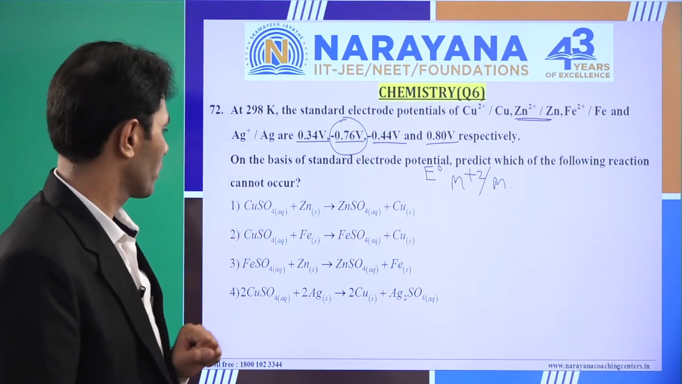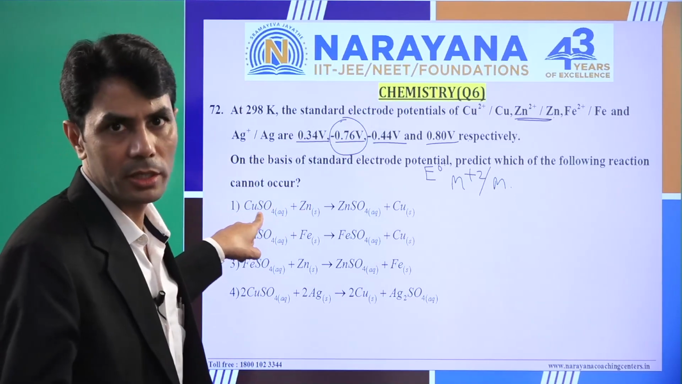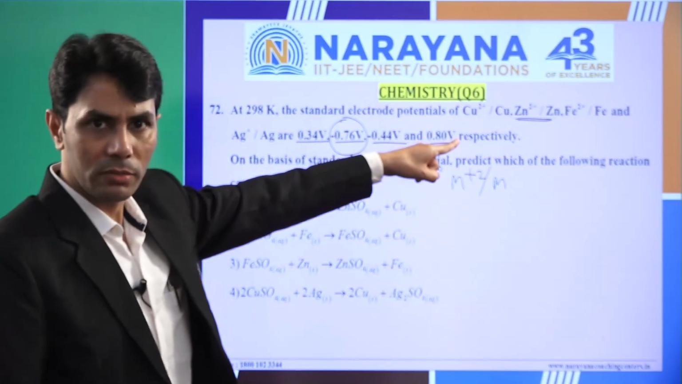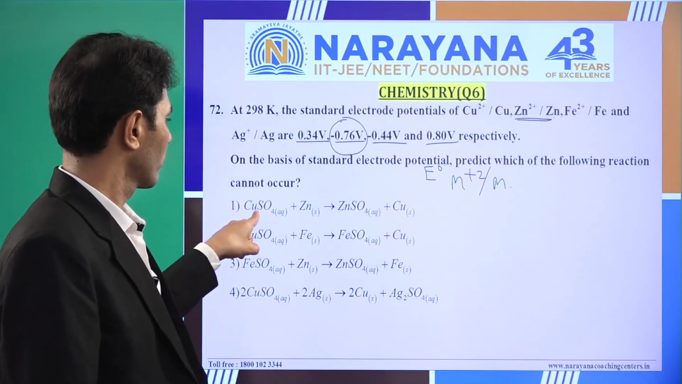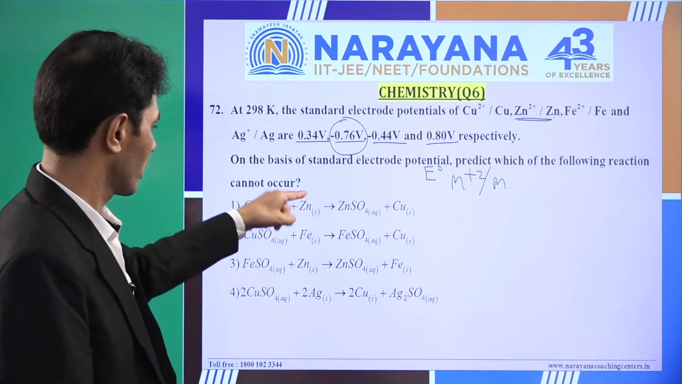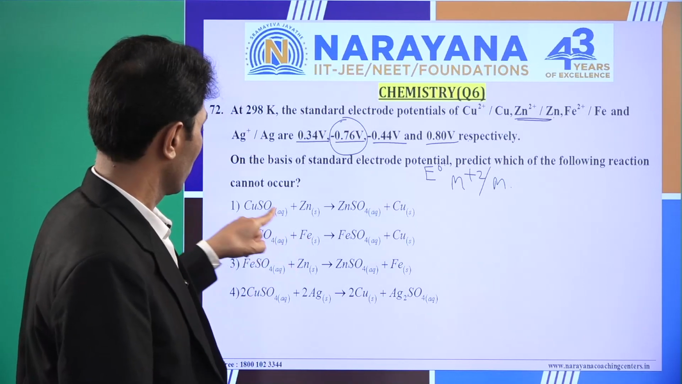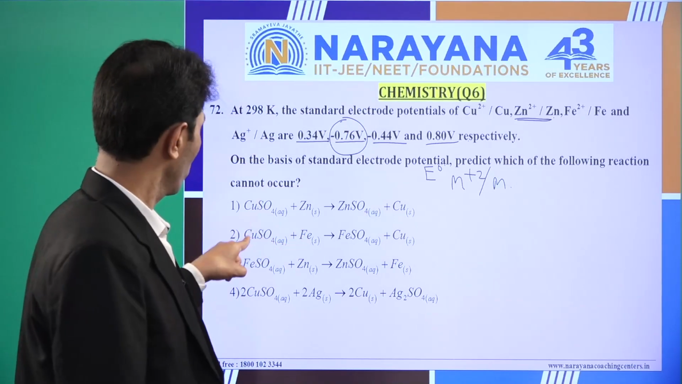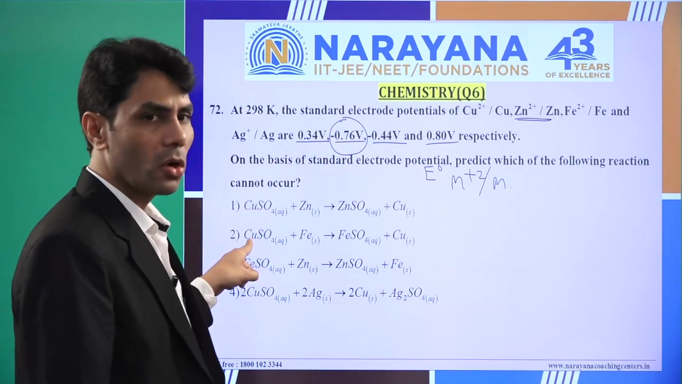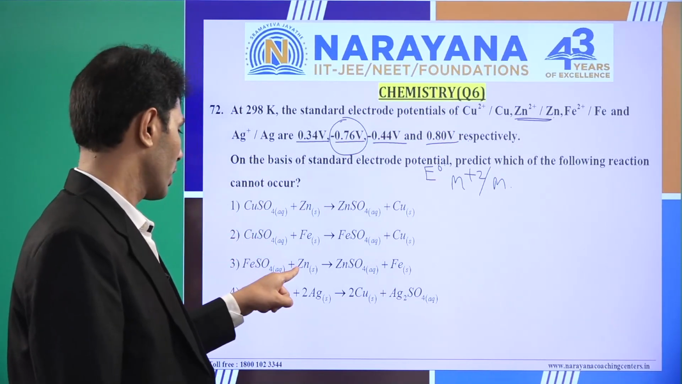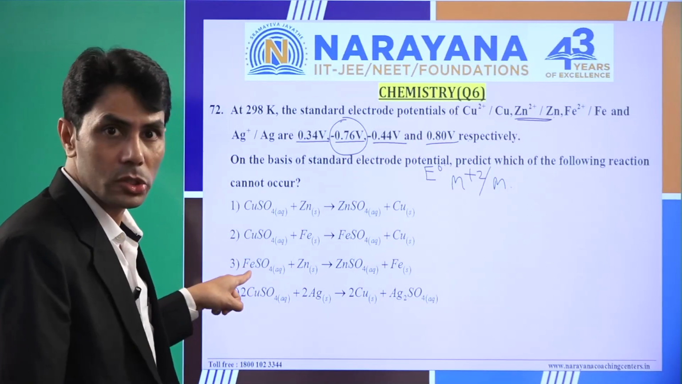Now we can observe the options. In the first case, yes, zinc is displacing copper. It can displace because zinc is the most reactive according to the given SRP values. So yes, it can displace copper from its solution. It's a correct statement. Now, the second one, iron. Yes, iron can also displace copper because iron has a lower SRP value than copper. Zinc can displace all other elements, all 3, so it can displace iron also.